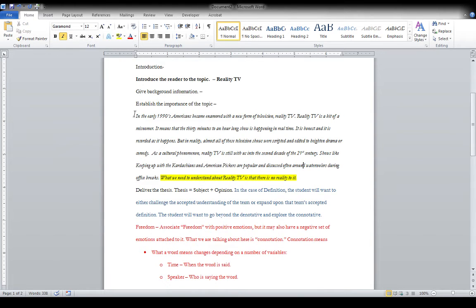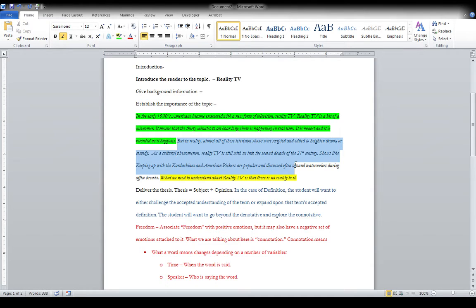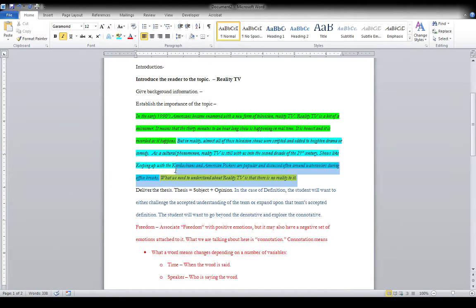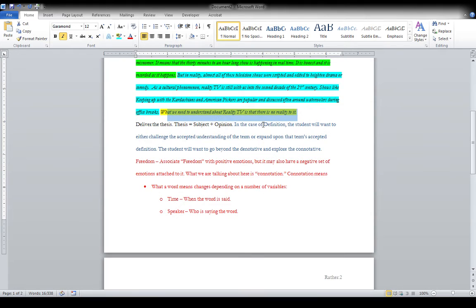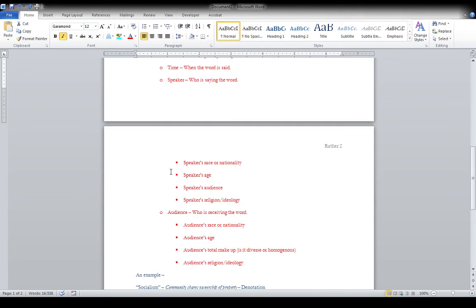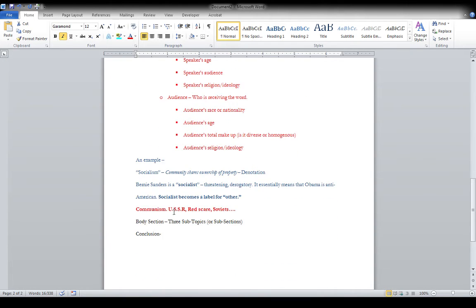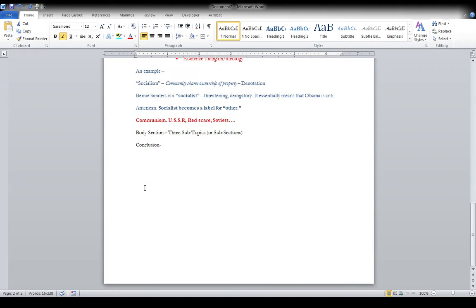So I gave background information. That's this part. Background information. This part is the importance of the topic. And this part is our thesis. This all here is examples of how to do definition and what affects a definition. Okay, so we've gotten all of that.